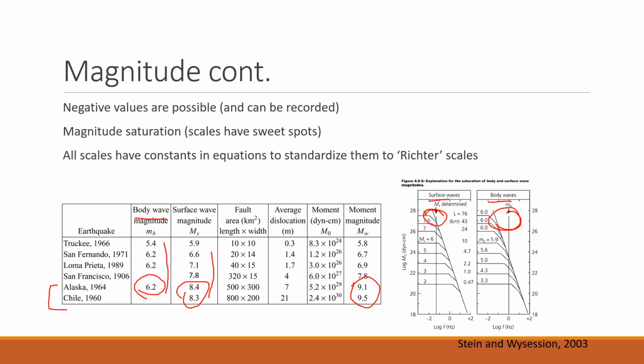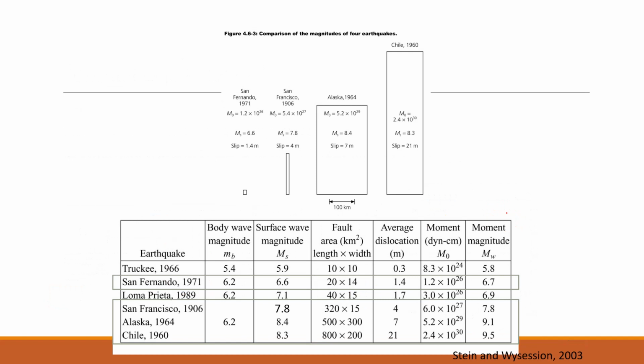The large earthquakes occur because they are actually breaking more of the Earth's surface, and that's what magnitude is based off of. Moment. Moment is based off of how big is the area that's fracturing and how much is it moving. So if we look at these 4 earthquakes, I've got them outlined down here: San Fernando, San Francisco, Alaska 1964, and Chile 1960.